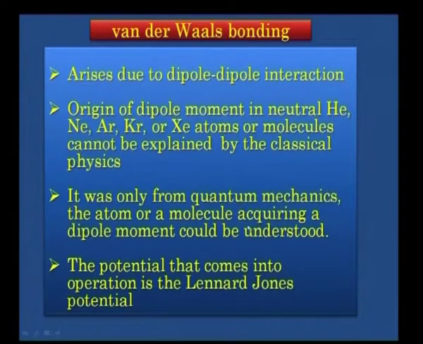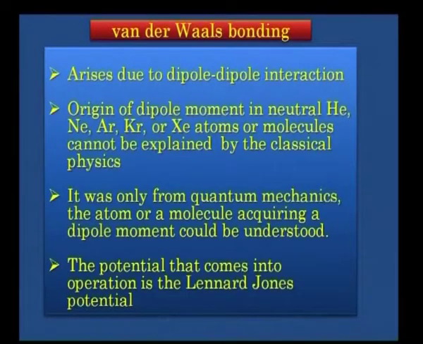The fact that the atoms become dipoles cannot be explained on the basis of classical physics, and one has to make use of quantum mechanical ideas to explain the fact that the dipole moments are induced into the atoms. Anyway, the potential that operates between the atoms or the molecules in gases can in general be explained on the basis of the well known or famous Lennard-Jones potential. And so, I will be dealing with the Lennard-Jones potential, because it has been very widely used in condensed matter physics. Whenever you have got properties to be explained for gases, you make use of Lennard-Jones potential.